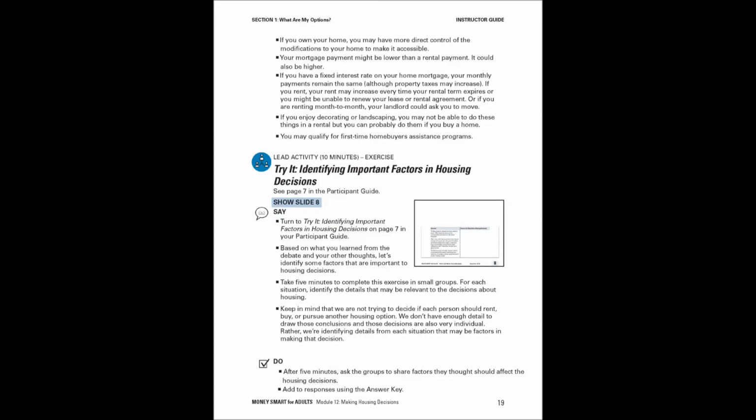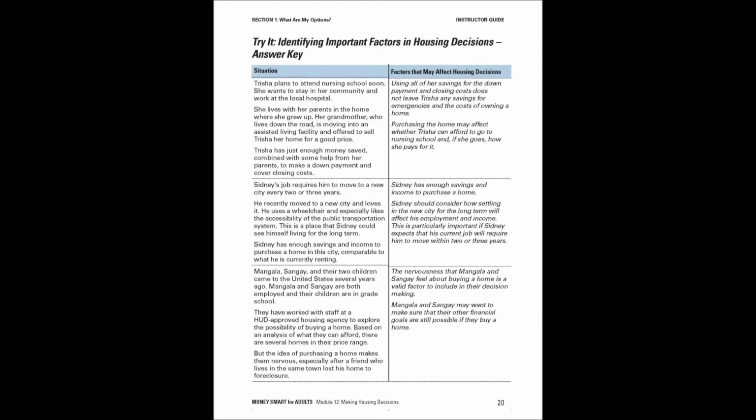And so the next couple of pages here in your instructor guide, again, are your bullet points that give you your scripting on reasons for renting and reasons for buying. Now that's really going to set us up for the try it activity, identifying important factors in housing decisions. This is a great opportunity to really get your participants talking about scenarios. There are 3 particular scenarios here that they're going to be looking at.